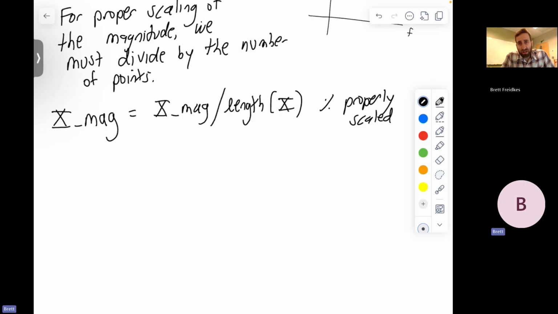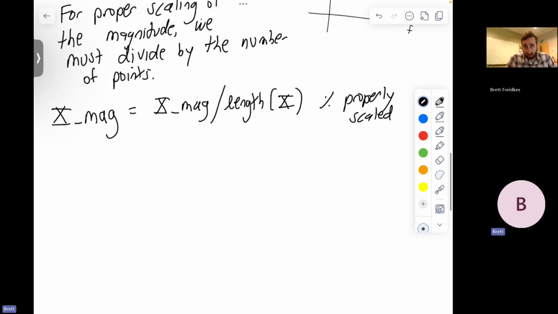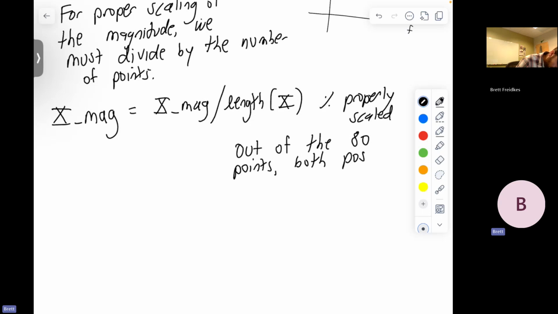Now, this set of 80 points includes both positive and negative frequencies. So out of the 80 points, both positive and negative content are present.